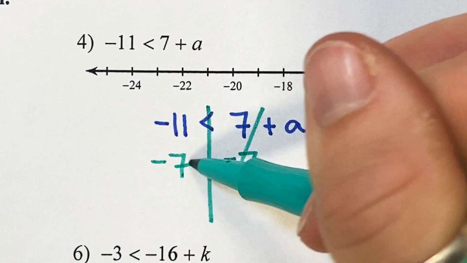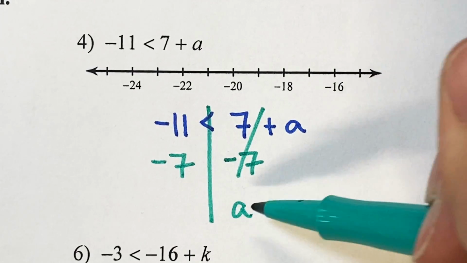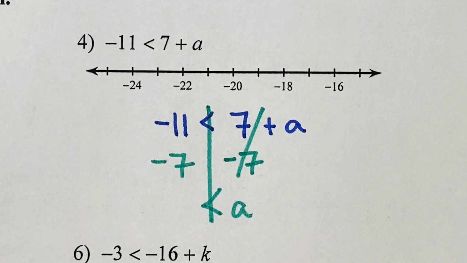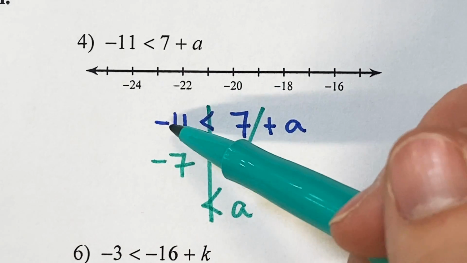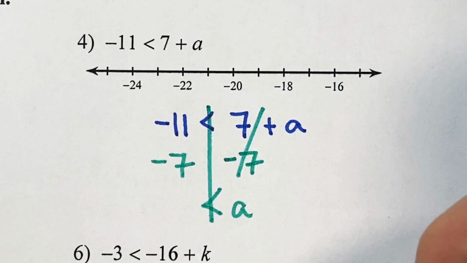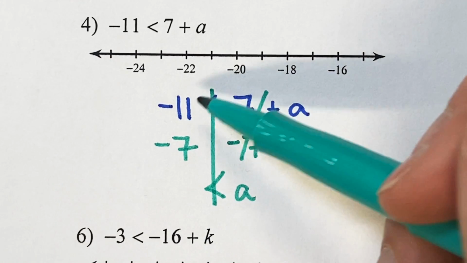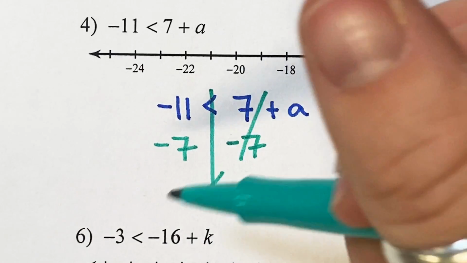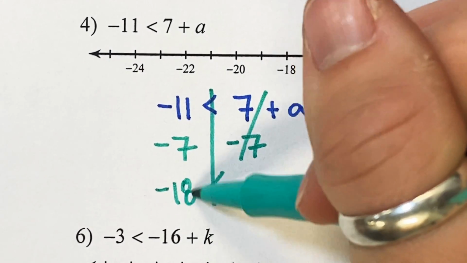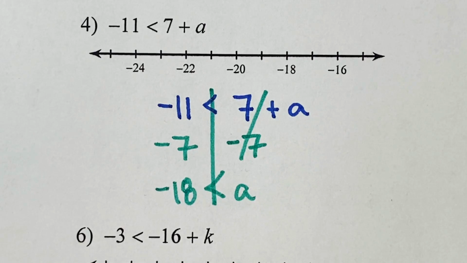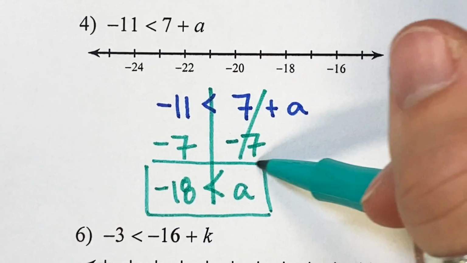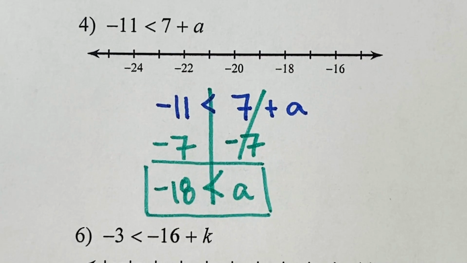Okay, do the same thing. So we have just our a, still the same sign, less than. And then we have negative 11, take away 7 more. So what is negative 11 minus 7? You're getting more negative here. This is going to be negative 18. Okay, so our variable is all by itself, so that is our solved inequality.